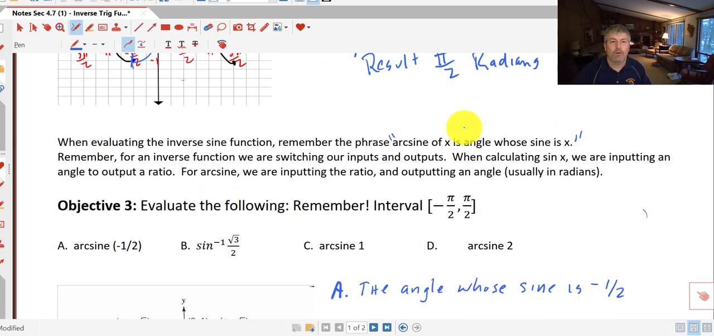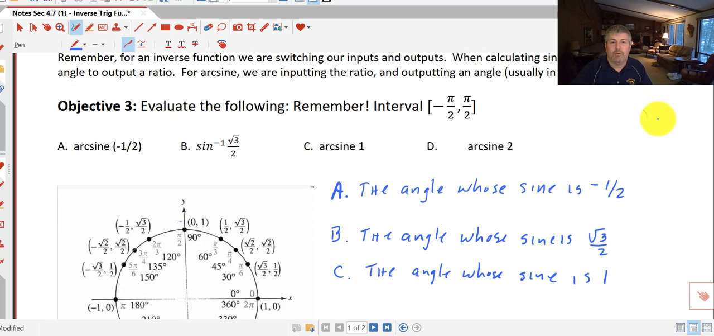So here's that note. When evaluating the inverse sine of a function, remember the phrase, the arcsine of x is the angle whose sine is x. So we're going to output our answer as an angle. Remember, for an inverse function, we're switching our inputs and outputs. When calculating the sine of x, we're inputting an angle to output a ratio. Now we're doing the opposite.